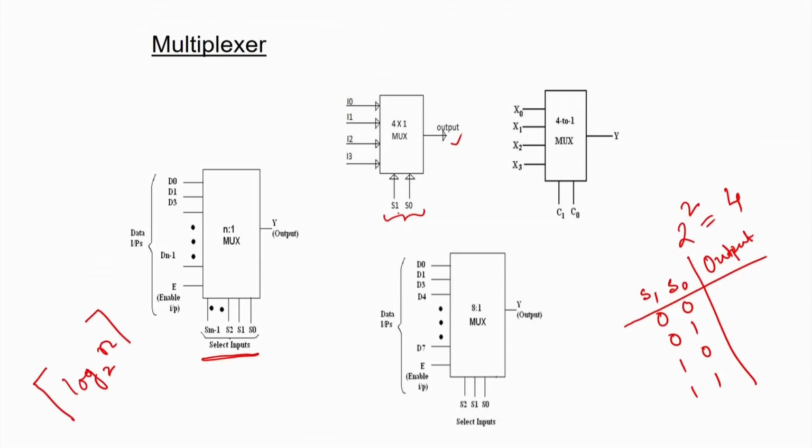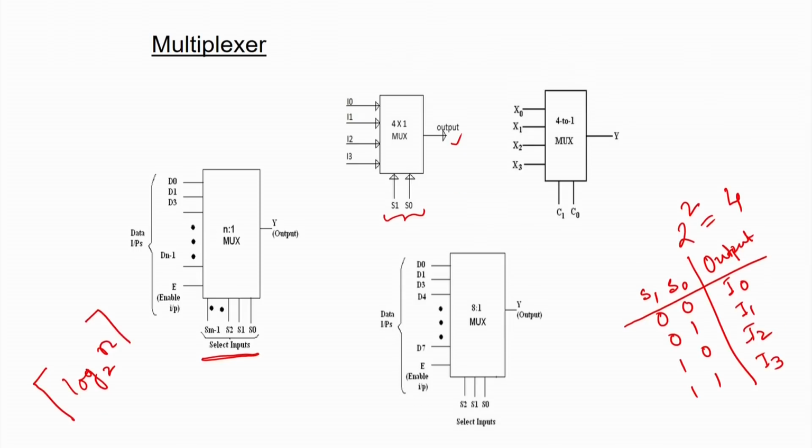So, when S0 and S1 are 0, then we are going to select that input line I0 and it will be transferred to the output side. When it is 01, then I1, then 10 I2, and 11 is your I3. So, this is the behavior of a multiplexer. From n possible input signals, we are going to select only one out of those n signals.